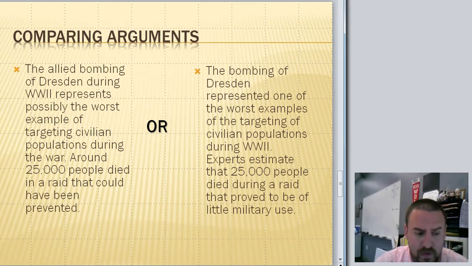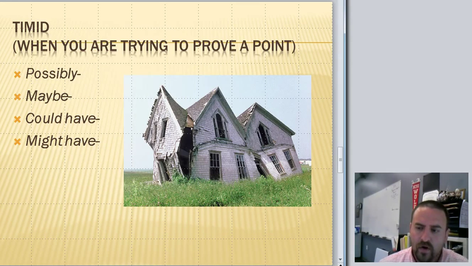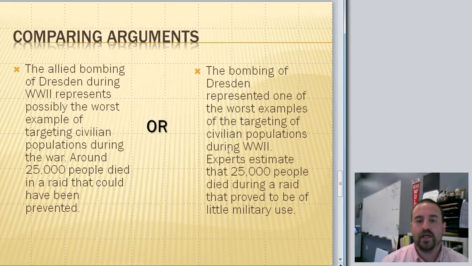So we're going to take a second and compare some of these arguments, because that's one of the things that a lot of people talk about. Well, why are we not going to use possibly when there's maybe the possibility that something didn't happen? Well, let's take a look at these two arguments and see which one seems to be more informed. All right, so the first one. The Allied bombing of Dresden during World War II represents possibly the worst example of targeting civilian populations during the war. Around 25,000 people died in a raid that could have been prevented.